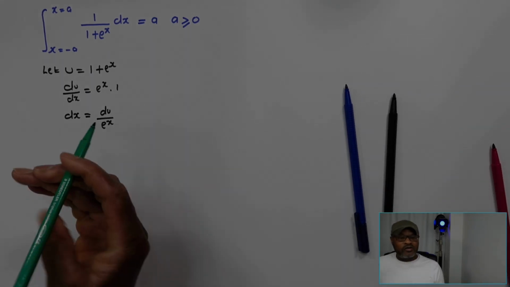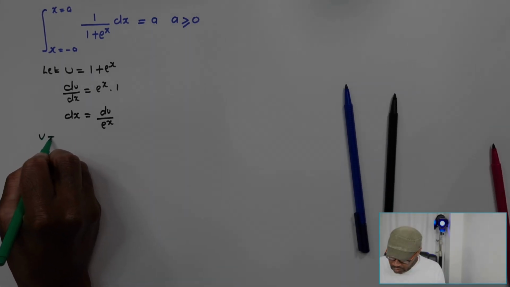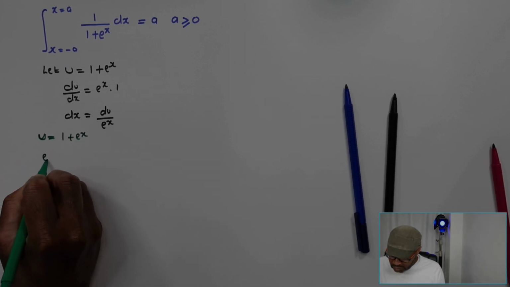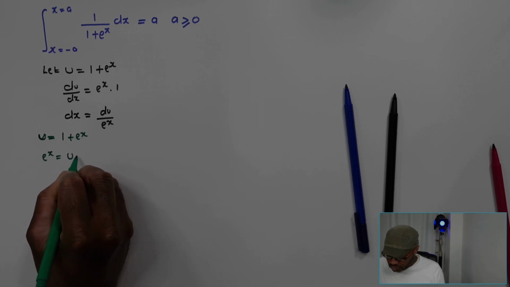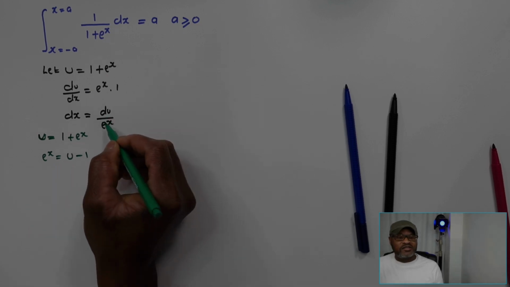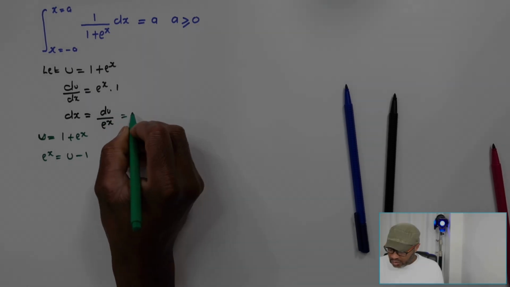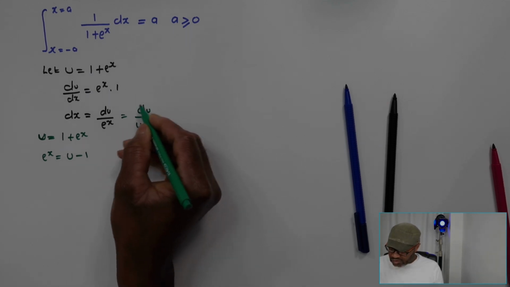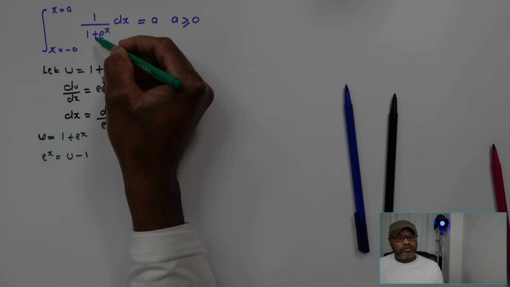But we also know that u is equal to 1 plus e to the x. Therefore, e to the x will be u minus 1. So I can replace the e to the x with u minus 1, so dx equals du over u minus 1. I can take this and put it over there, and I can put this as u.